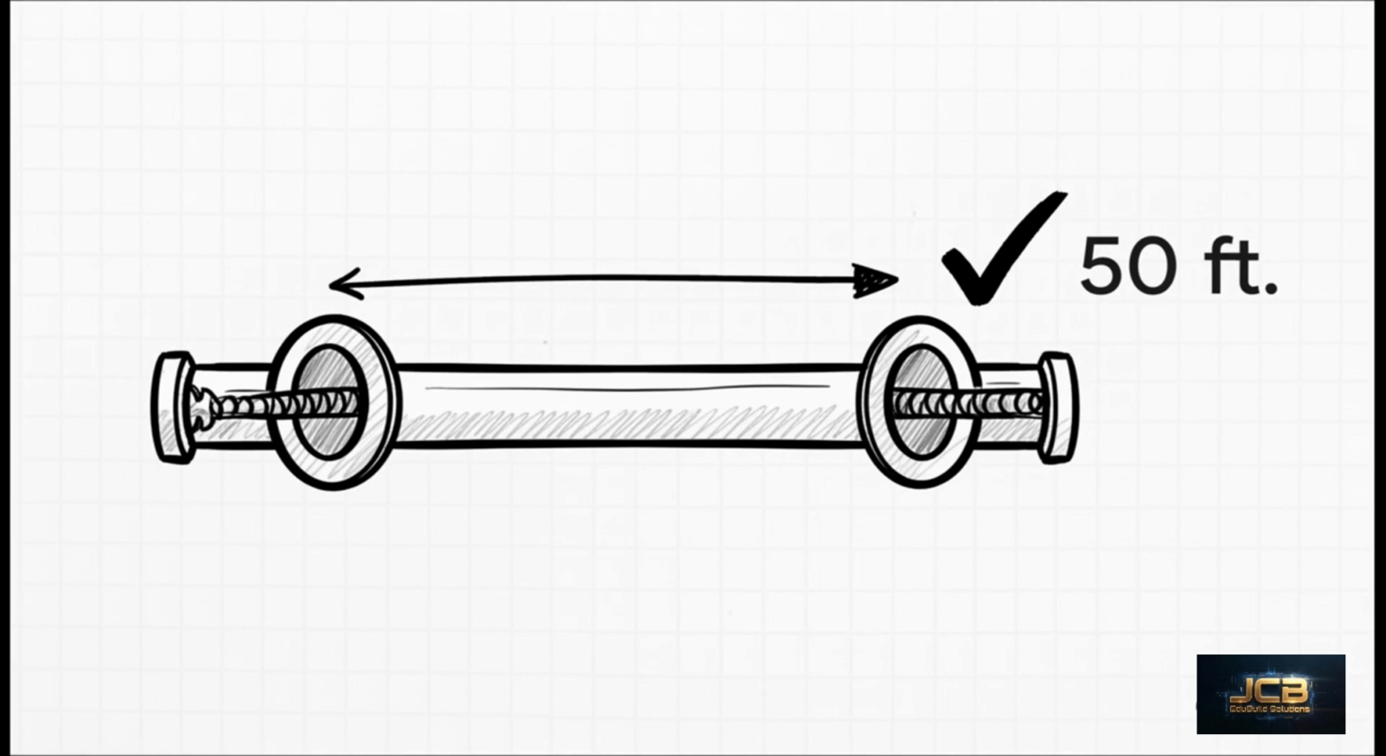And this rule is all about making life easier down the road. Why 50 feet? Because that ensures a standard drain cleaning machine can reach anywhere in the line from one of the cleanouts. It's all about access for maintenance.